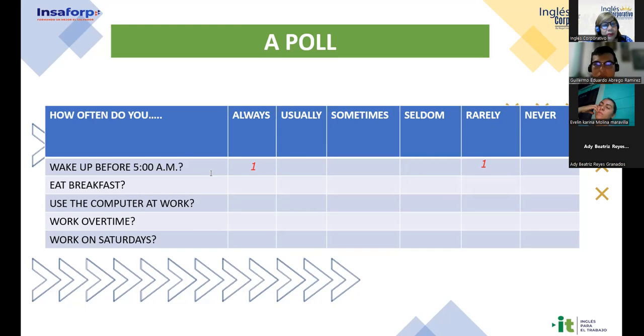Vaya. Entonces, primero, él le preguntó con qué frecuencia se levantaba antes de las 5. Ajá. Entonces, todos los días, del lunes a viernes. Entonces sería always. Sí. Always. Continue, Guillermo.